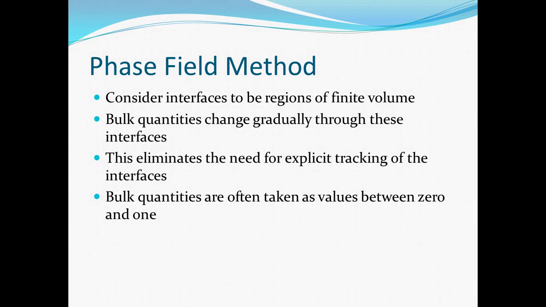However, by choosing phase field model, we are able to get rid of this annoying thing. Phase field model considers the interfaces to be regions with a finite volume, which is often very small. And then what we call order parameters change gradually through this region, the interface, and the value of them is from 0 to 1.